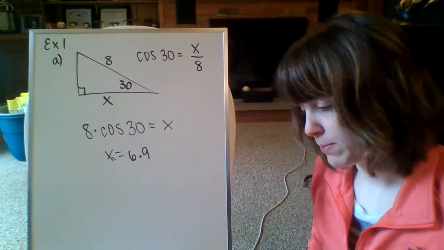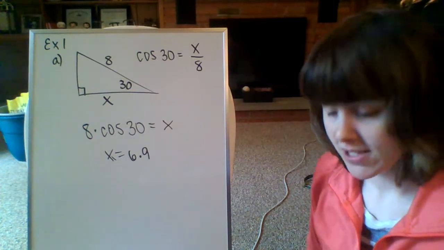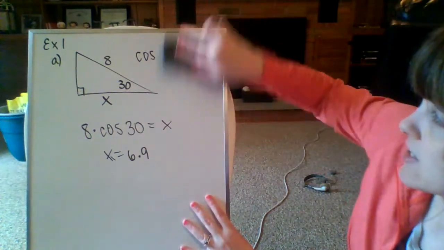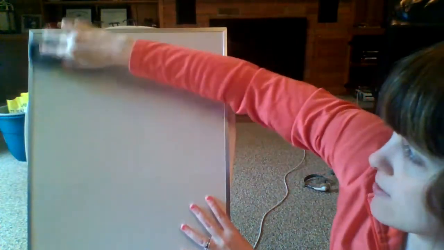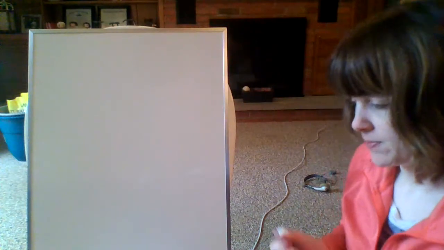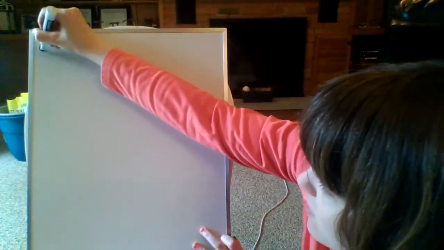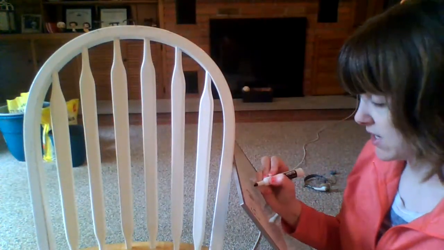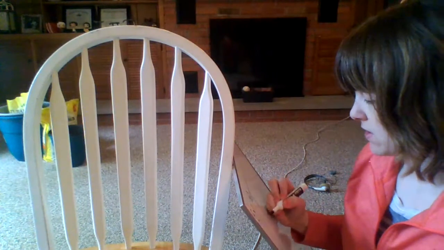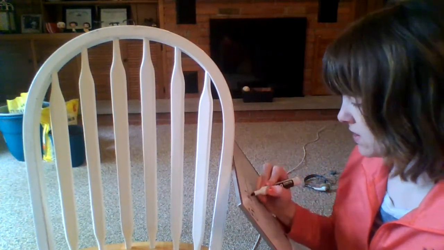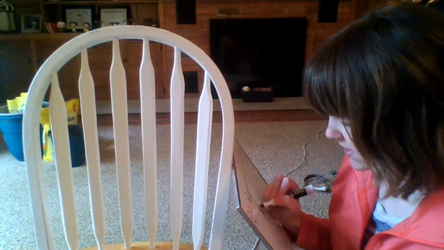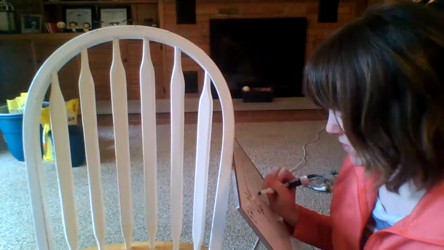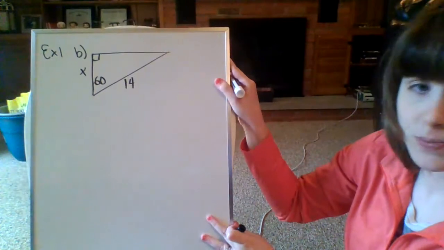Alright, so part B, we're going to find the missing side again. So that's all what example 1 is about. Okay, so example 1, part B, I'm going to remove this so I can draw you the triangle. So it looks like this. And we have 60 and x and 14. Alright, so here's the triangle.